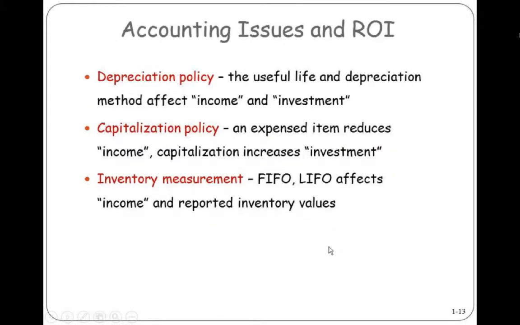Now, ROI has some accounting issues associated with it. We talked about depreciation. Not only is the fact that your investments are depreciated a problem, but you can choose different depreciation approaches. What's the useful life? If you look at airline companies, they all have different useful lives for their planes. They depreciate them over a different period of time. Inventory measurement. Do you use FIFO or LIFO, since this is part of your assets? So your inventory levels might be different depending upon your accounting application.